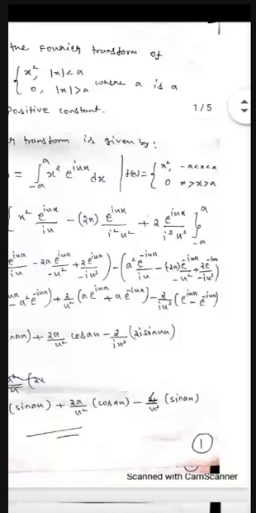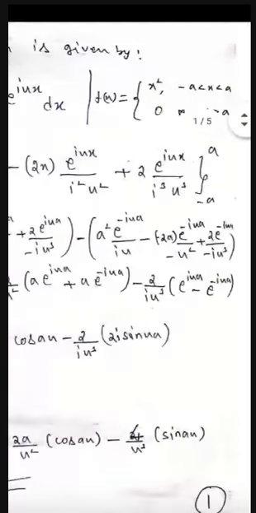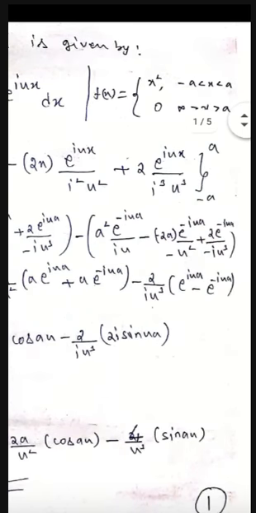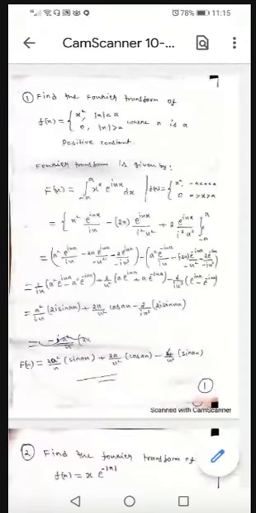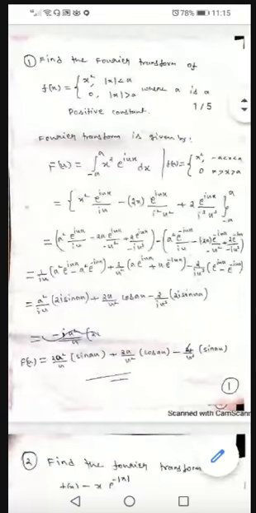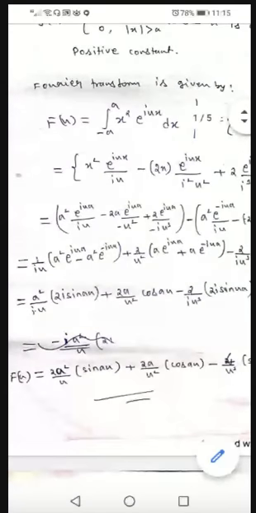Minus lower limit. If you substitute minus lower limit, you will get this one. In the place of x, you substitute minus a, right? So you do the calculation. What is that calculation? Wherever the denominator has iu, take that iu and take 1 by iu as a common factor.